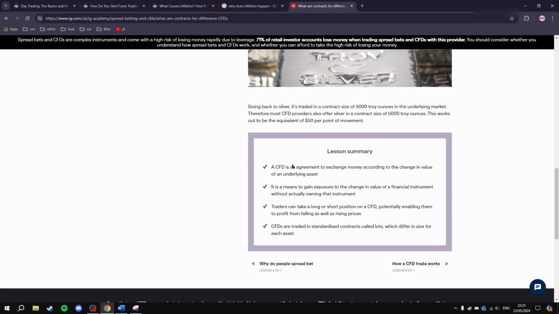Cool, so lesson summary. A CFD is an agreement to exchange money according to the change in value of an underlying asset. It is a means to gain exposure to the change in value of a financial instrument without actually owning that instrument. Traders can take a long or short position on a CFD, potentially enabling them to profit from falling as well as rising prices. CFDs are traded in standardized contracts called lots, which differ in size for each asset.